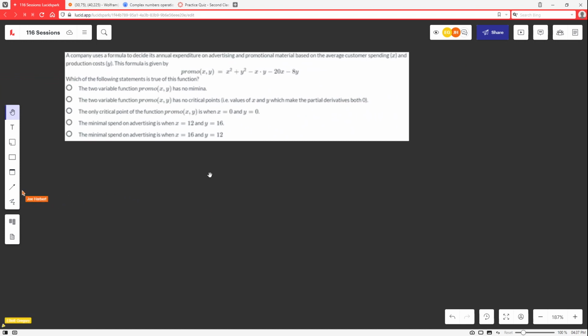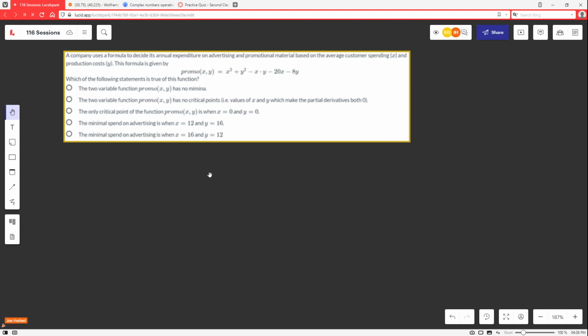A company uses a formula to decide annual expenditure on advertising and promotional material based on the average customer spending and production costs. This formula is given by promo of x, y equals x squared plus y squared minus x times y minus 20x minus 8y. Which of the following statements is true of this function? The first is that it has no minima. Second, it has no critical points. Third is that the only critical point is when both are 0.